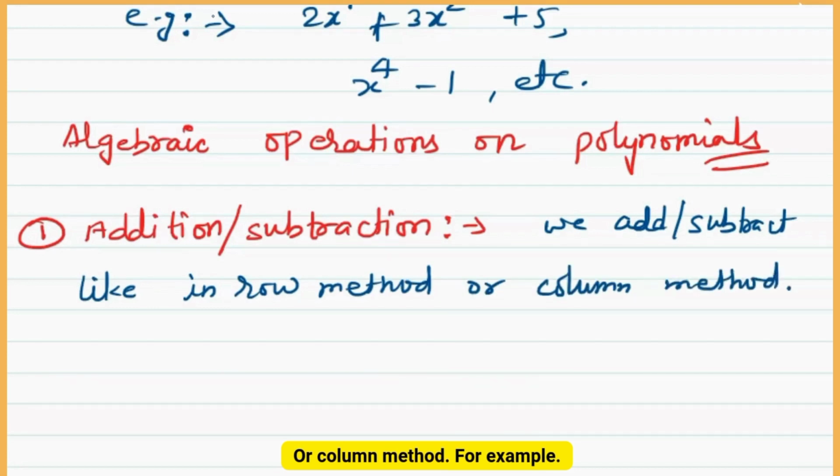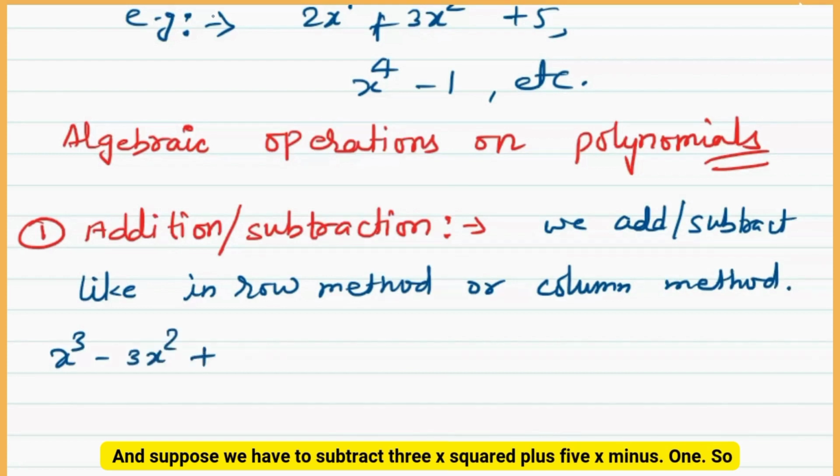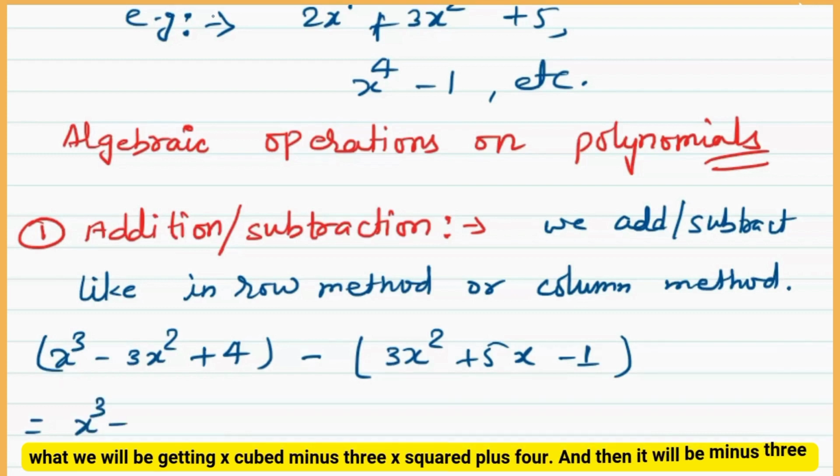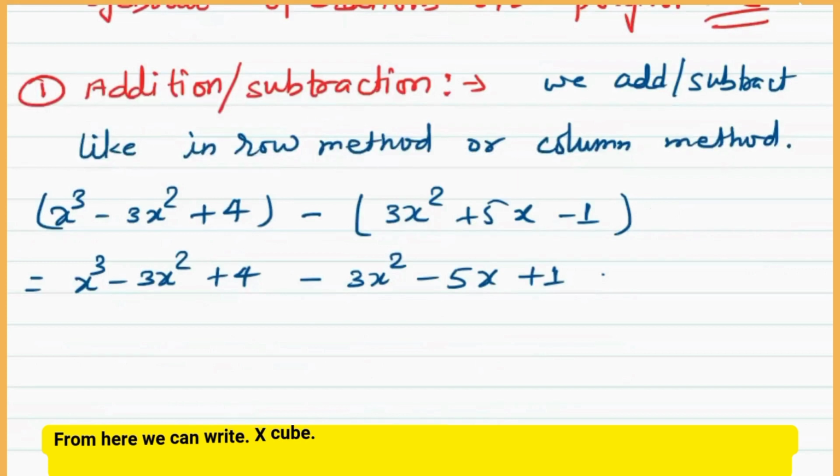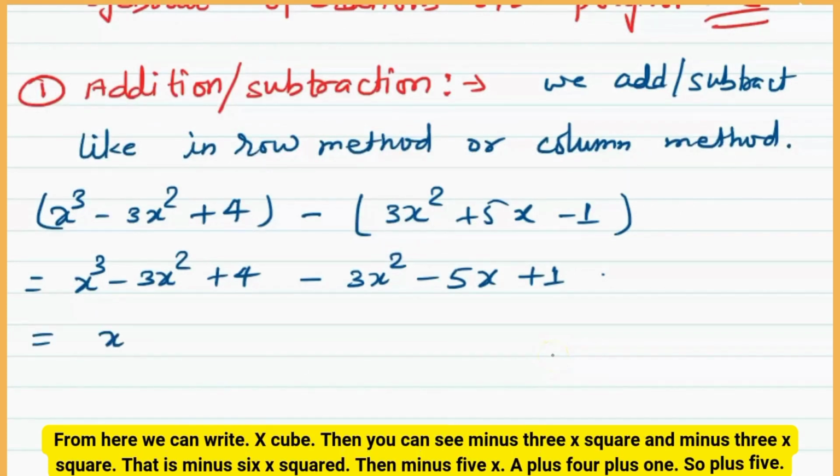For example, x cube minus 3x square plus 4, and suppose we have to subtract 3x square plus 5x minus 1. So what we will get is x cube minus 3x square plus 4, and then minus 3x square minus 5x plus 1. So from here we can write x cube, then minus 3x square and minus 3x square, that is minus 6x square, then minus 5x, then 4 plus 1, so plus 5.